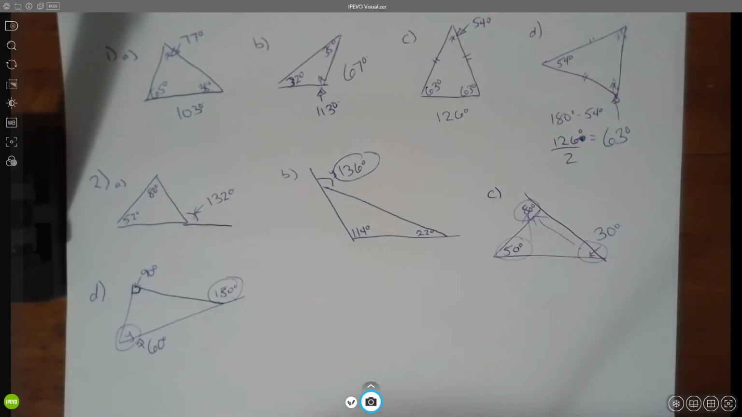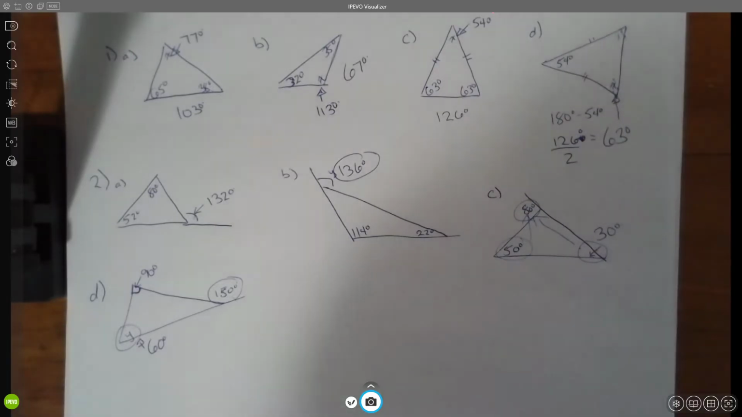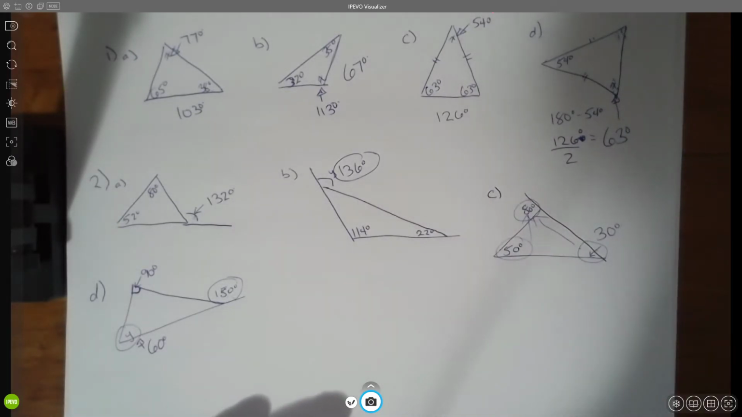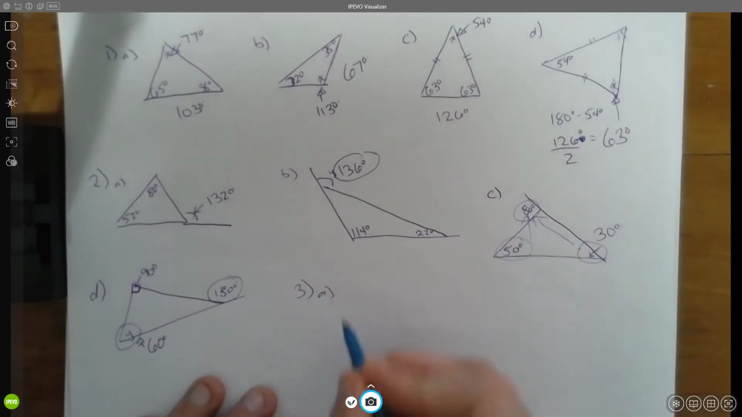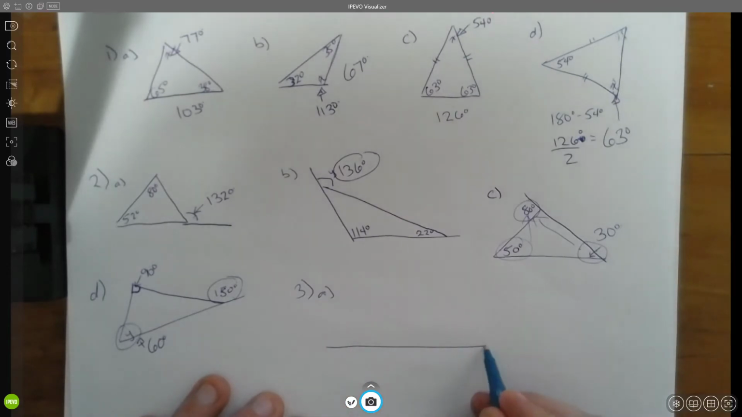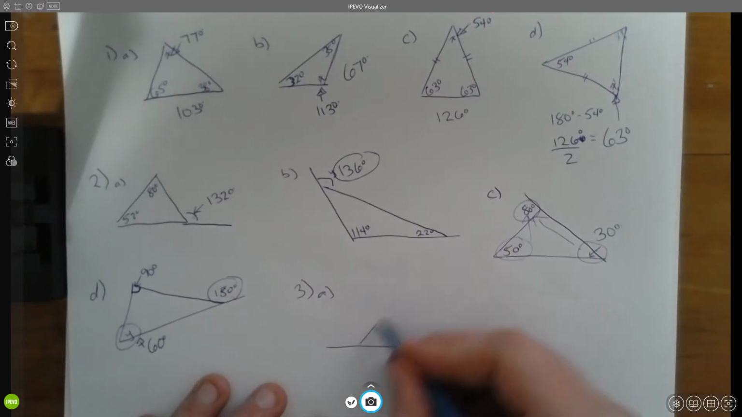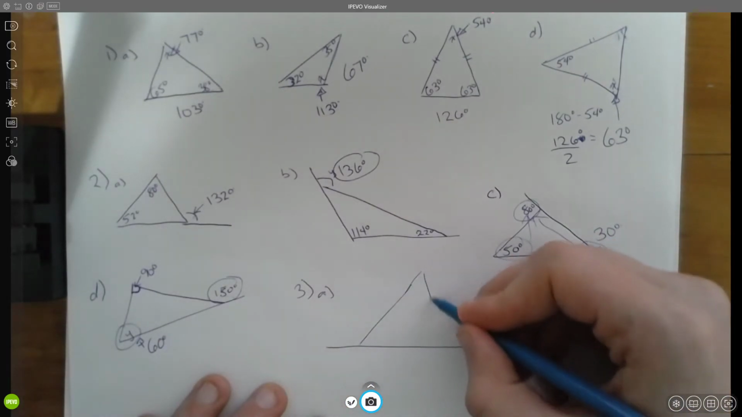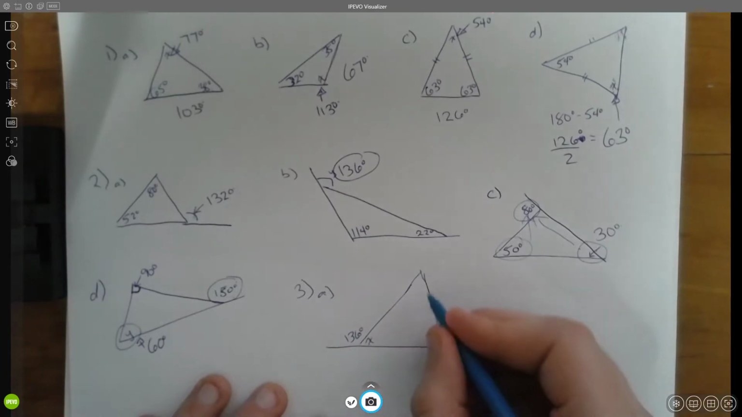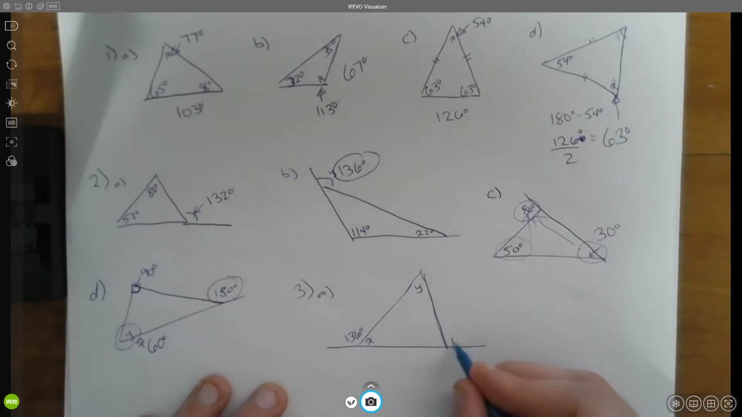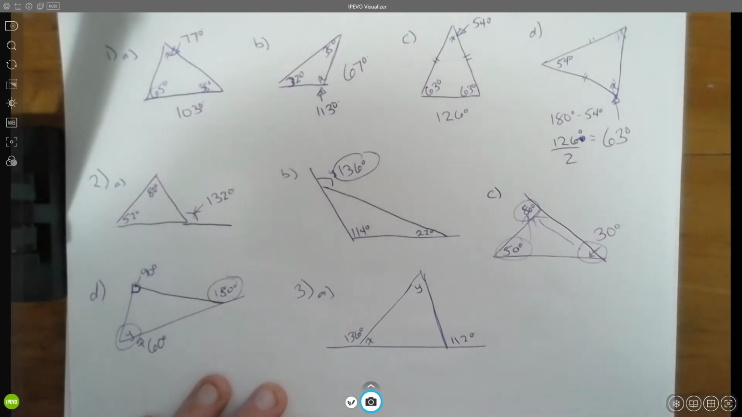Question 3 has us doing two things. It has us not just finding angle X or finding angle Y, it actually has us finding both angle X and angle Y in a particular question. So 3A, we have a setup where we have a straight line and we have a bit of a triangle on that line. We have 136 degrees here. We have X, we have Y, and we have 112 degrees here.